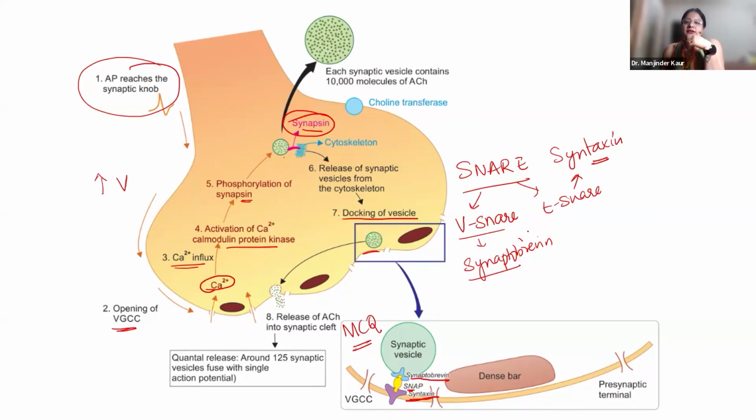So both of these proteins have to be present and active for the docking to take place and for the release of the neurotransmitter. In case any of these proteins is not available for binding, the docking will not take place and the neurotransmitter will not be released. As you will see, this synaptobrevin is blocked by a toxin which is called botulin. So botulin blocks the synaptobrevin, hence causes muscular paralysis.